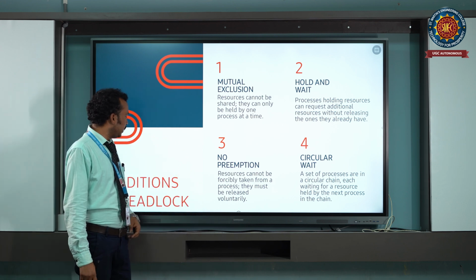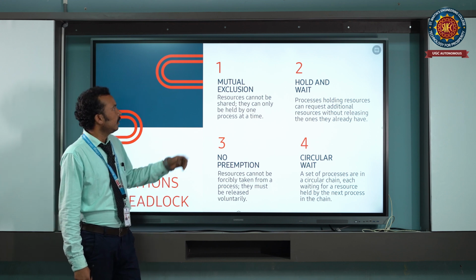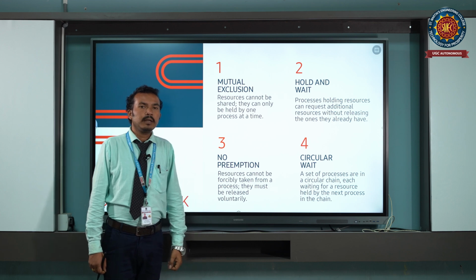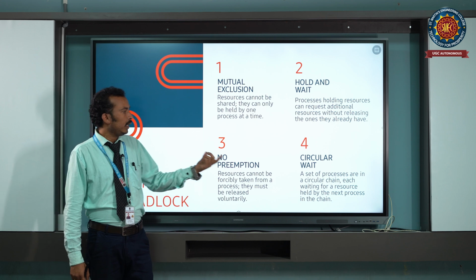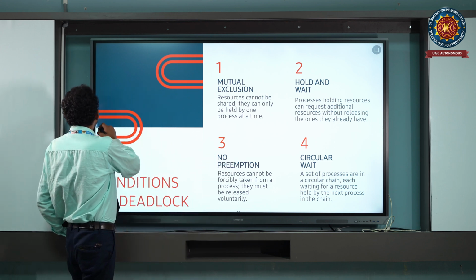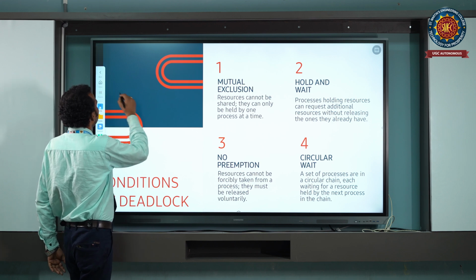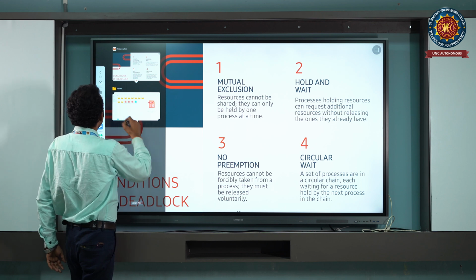Next, the necessary conditions to occur a deadlock. There are 4 necessary conditions. First one is mutual exclusion, second is hold and wait, third one is no preemption, and fourth one is circular wait.